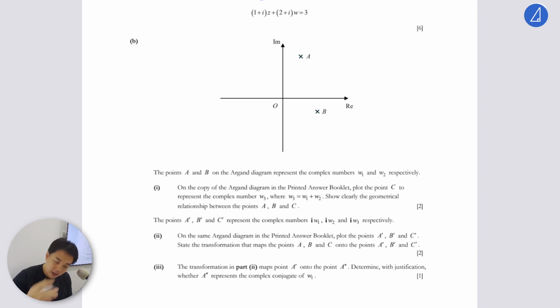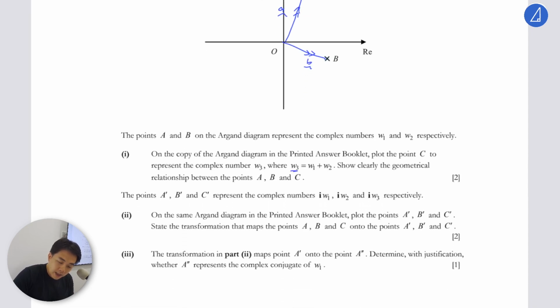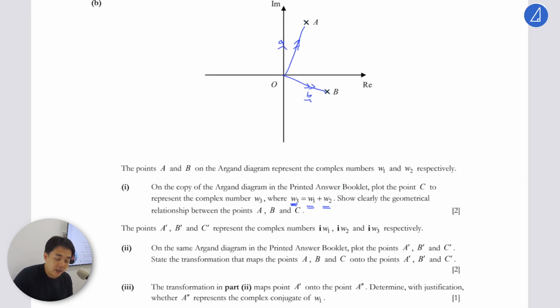Yeah, I'll just quickly go through this one. It's not too bad. They will give you this one. Then they say this is, remember, this is like A, vector addition. This is B, right? Okay. So they say W3 is W1 plus W2. So show the geometrical relationship between A, B, and C.